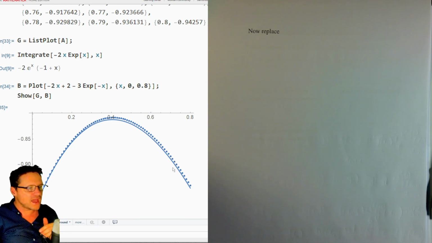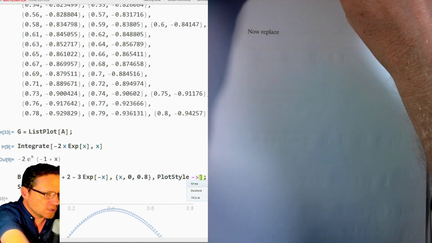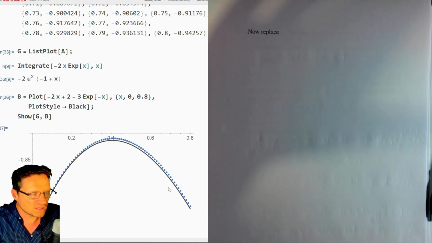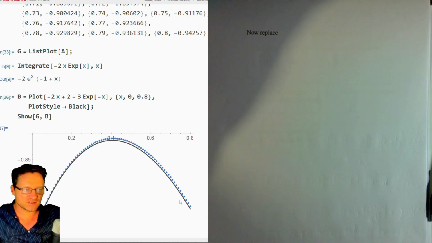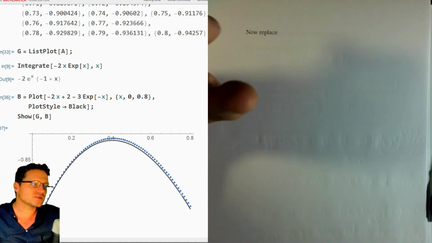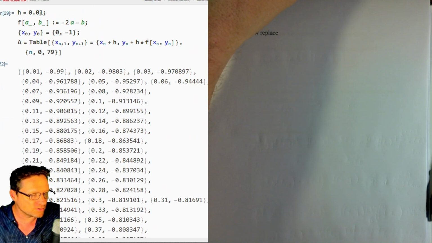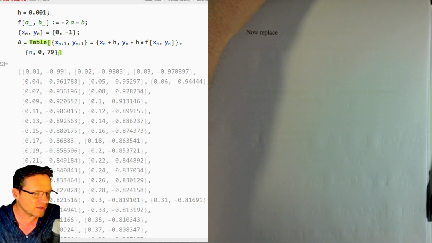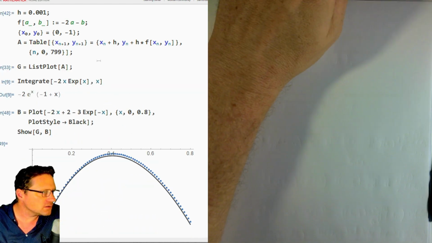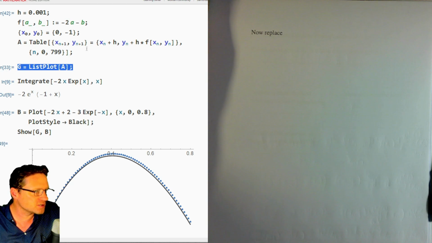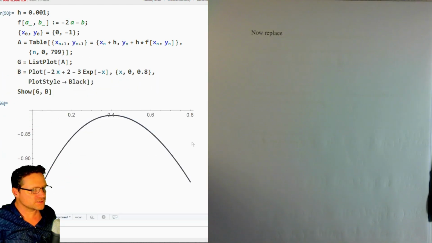Okay, and so let's now change this to plot style. Can I do this black? Because I think it's going to become difficult to see the difference in these two as we reduce the step size. So let's reduce that step size even more. So 0.001, and then now I have to go to 799 of these. Okay, I'll suppress the output. Oh, I see. You know what? This should just go up here with this. Put this all in one cell. Okay, so there we go.